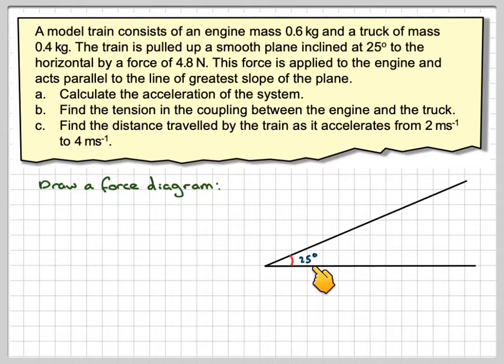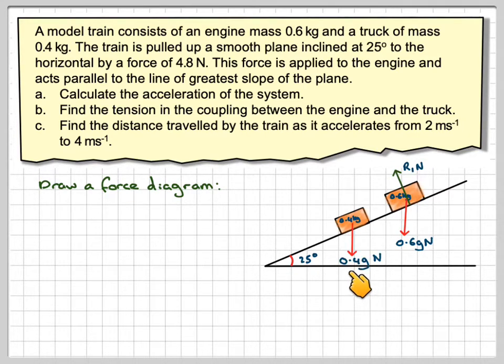So here we have a slope at about 25 degrees. We have the engine at 0.6 and here we have the truck at 0.4 kilograms. So the forces acting on this one here will be 0.6g newtons acting downwards, a normal reaction R1 newtons. Here we're going to have a weight of 0.4g newtons and a normal reaction R2.